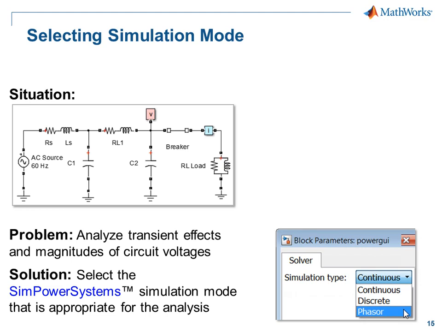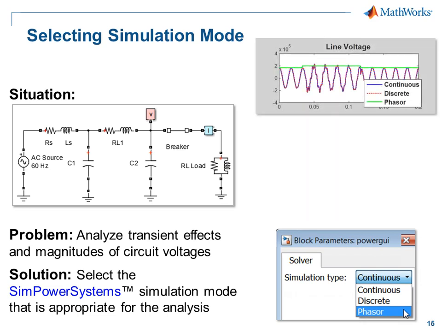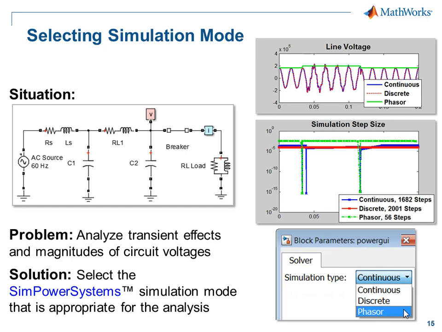If we test this system with all three simulation modes, we can see the effects that are captured and see that the phasor mode is much faster than the other two modes. I'll now switch over to the model so you can see how this is done.